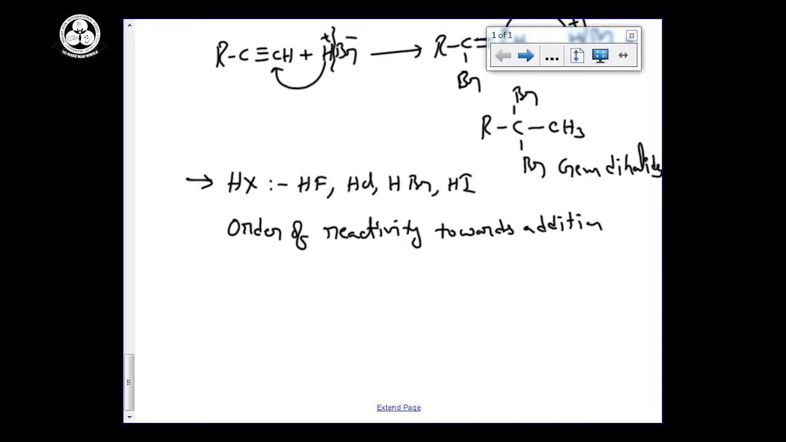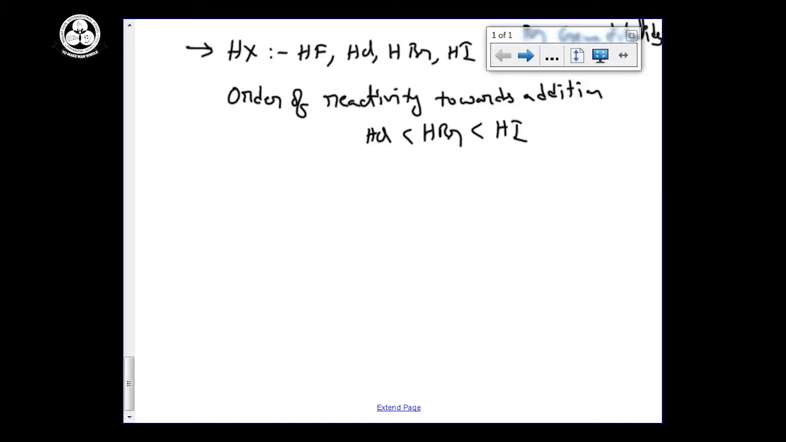Towards addition, which compound can easily undergo the addition reaction? In the first step we want to add H plus, and in the second step we want to add Br minus. I will explain the mechanism, then we will see which hydrogen halide easily undergoes the reaction. You can just memorize: HI is more reactive, next HBr is less reactive, HCl is very less reactive, and HF we are not considering. In the hydrogen halide addition reaction, HI can easily undergo the addition reaction. Why? See the mechanism for this reaction.